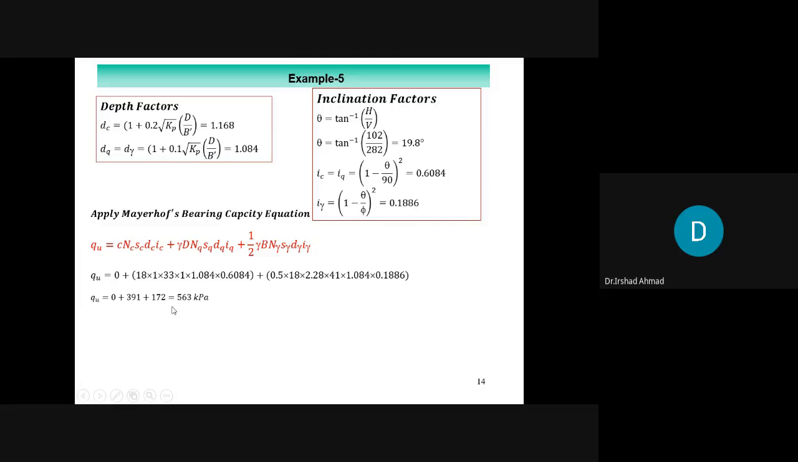This is the ultimate bearing capacity. You can find ultimate load per meter run from this ultimate capacity. Ultimate load would be Q_u into B prime. B prime is 2.28 and Q ultimate is 563. The ultimate load is 1283 kilonewton per meter. It is 1283 kilonewton per meter. Here is per meter as well.